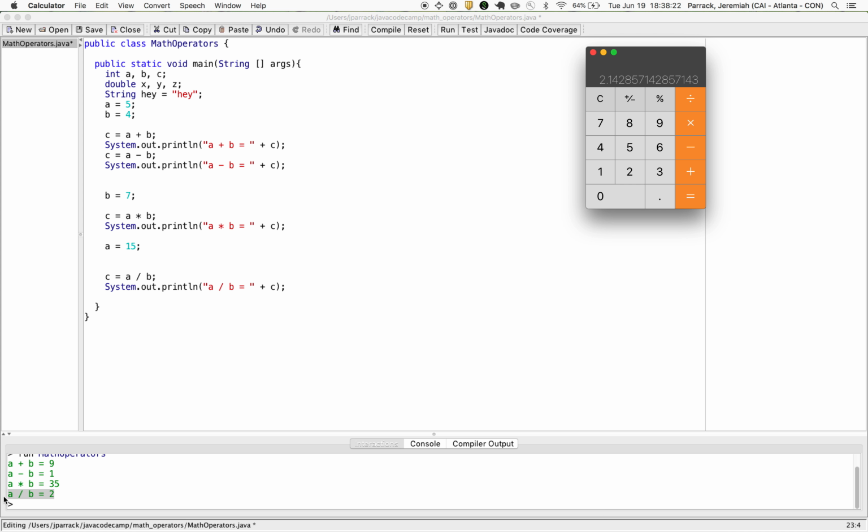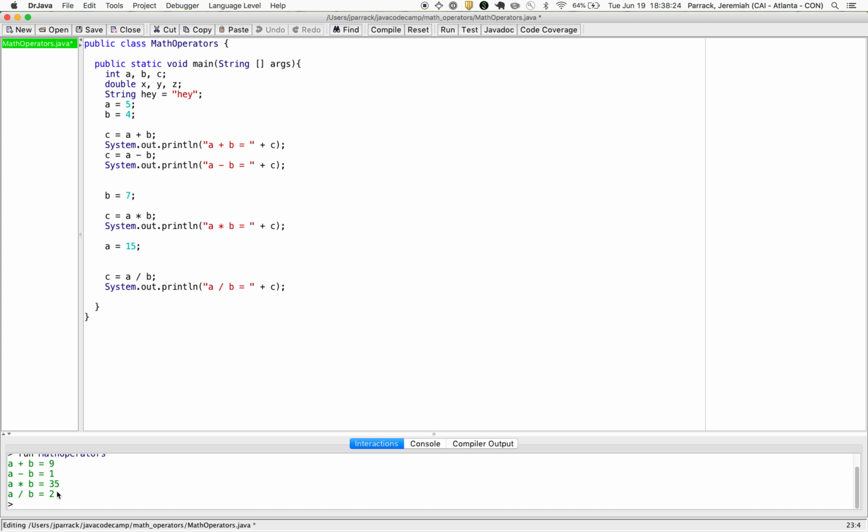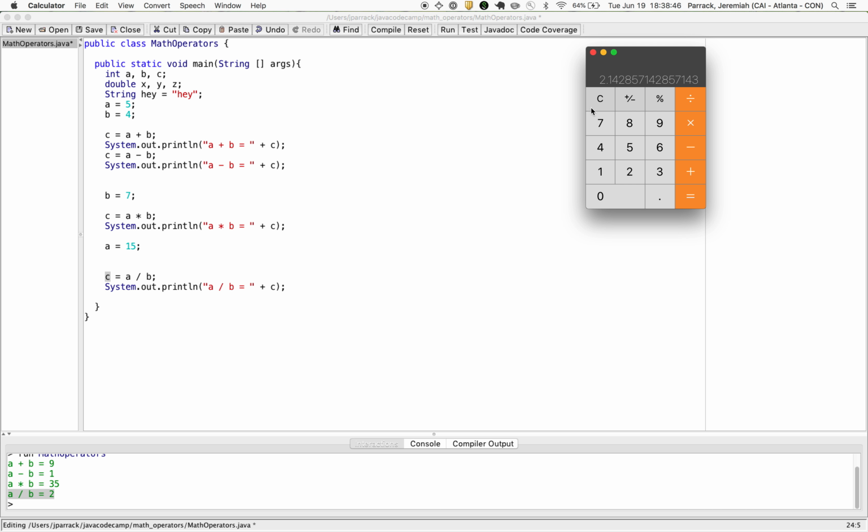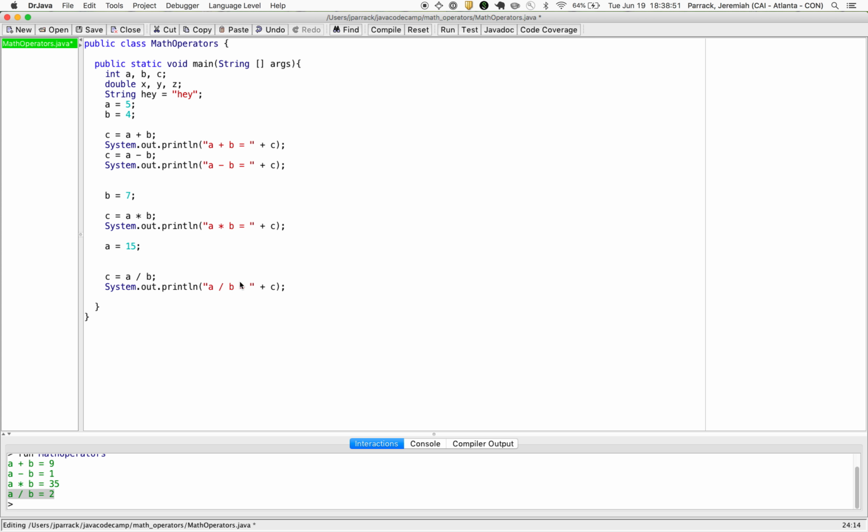All right. So why are we just getting 2? If you remember at the start, we said that integers are whole number values. So C has to be a whole number value. If we're dividing two whole number values, and C is also a whole number value, we have to get a whole number value. In order to get the 2.142, we need to make it a double. Okay, so let's make this a double now.